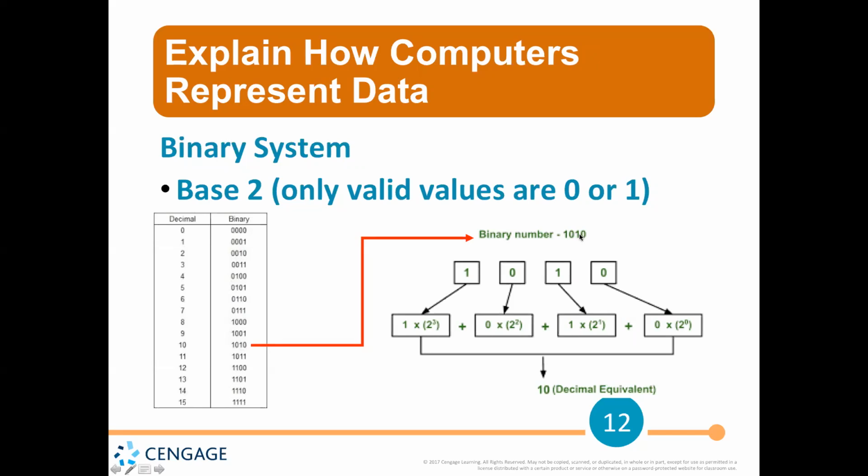So we have this number here, 0, 1, 0, 1. You add it up. How many ones are there? 0. How many twos are there? 1. How many fours are there? 0. How many eights are there? 1. So 8 plus 2 is 10. So if you look over here, a 10 in the decimal system is represented by 1010, which is here, okay?